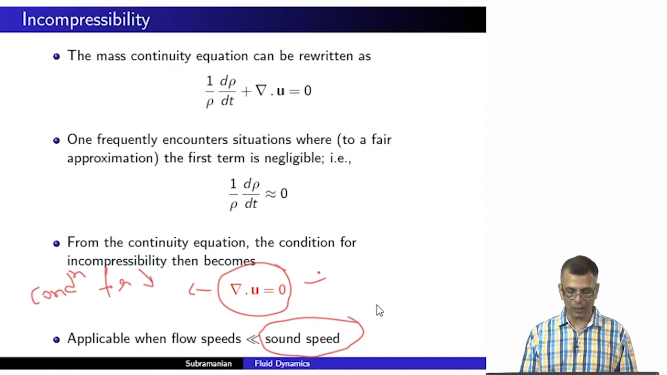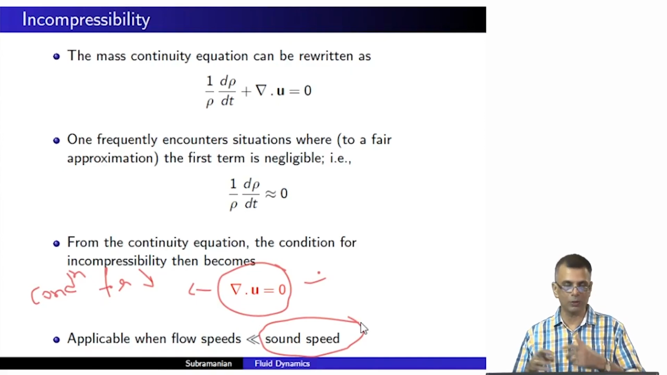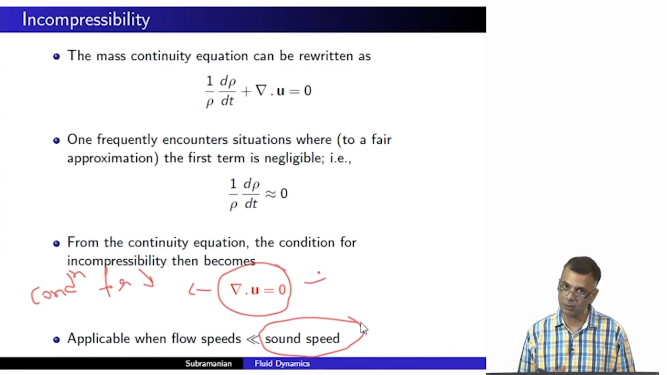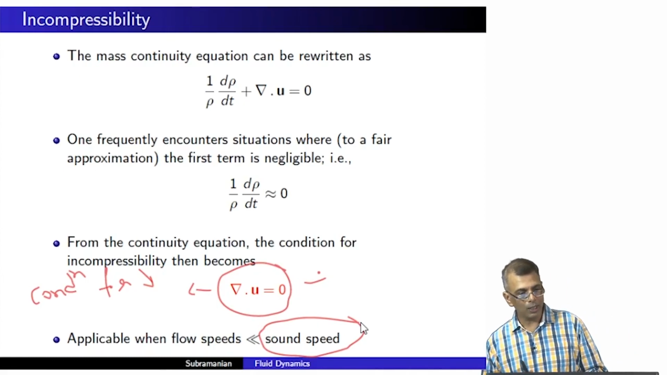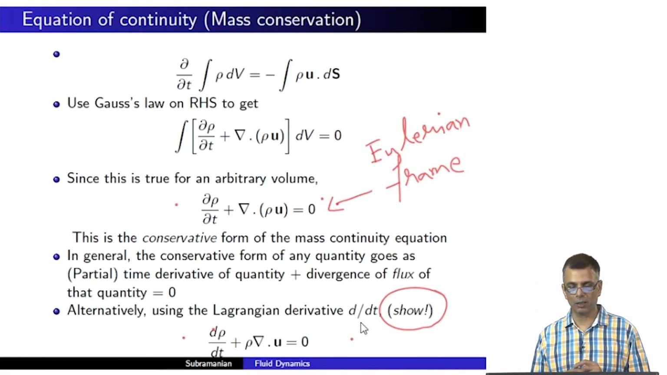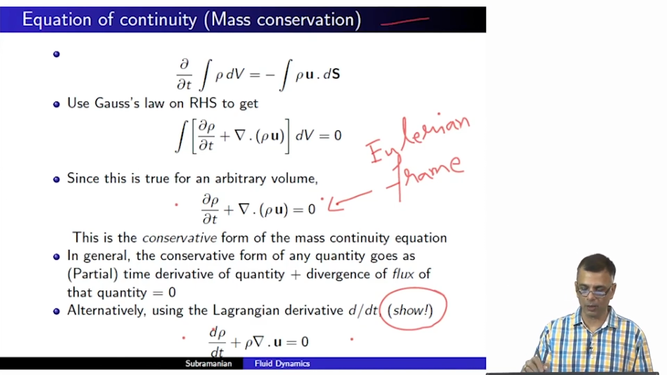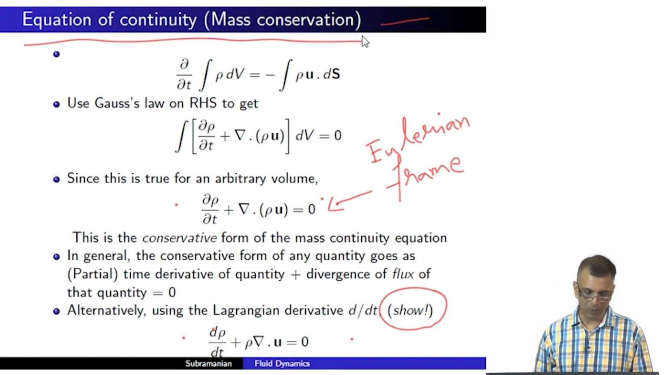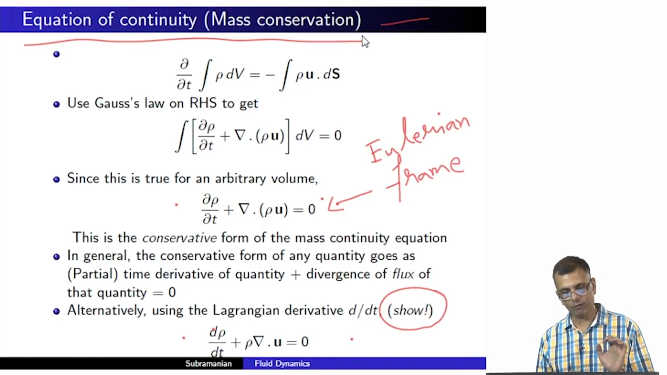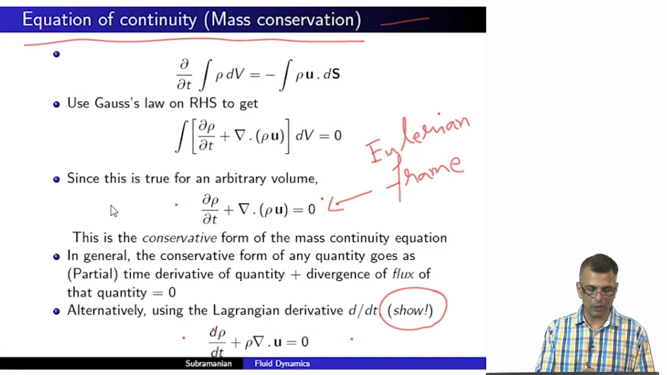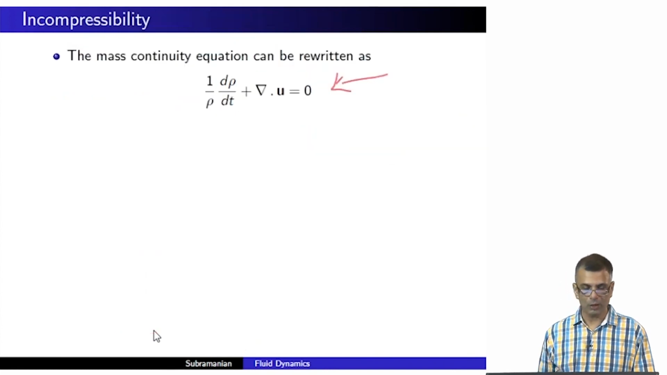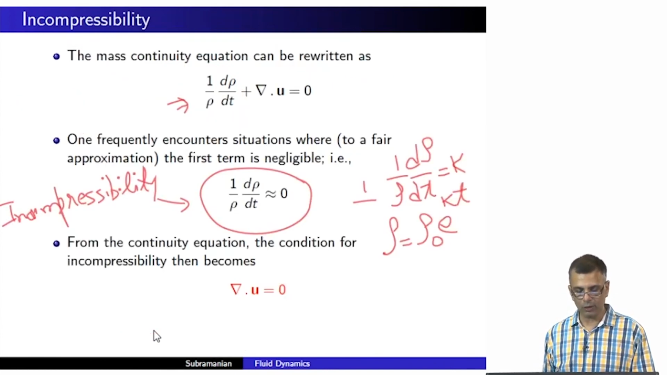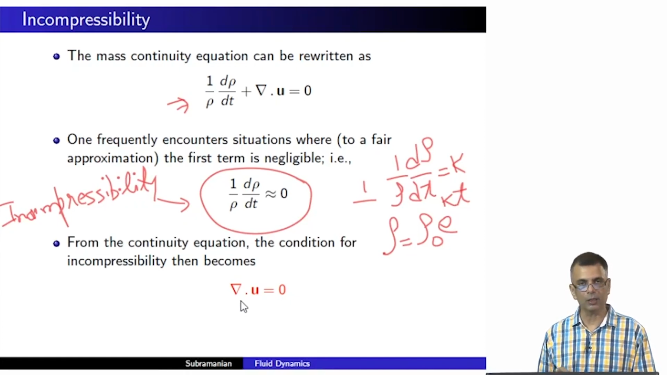Okay? Now I'll simply make this statement for now, and we will justify it later on when we start discussing compressibility. But this is something to be kept in mind, right? So what we've done for the time being is we have, in a rather intuitive manner, derived the equation of continuity, or that of mass conservation. We have essentially derived two different guises of it, the Eulerian form of the continuity equation and the Lagrangian form of the continuity equation, and we've used the Lagrangian form to derive what's called the incompressibility condition.